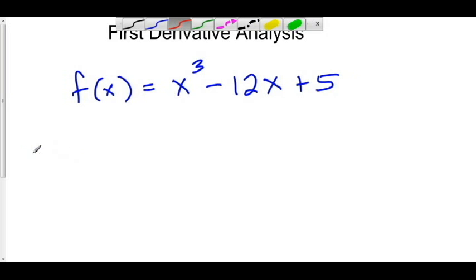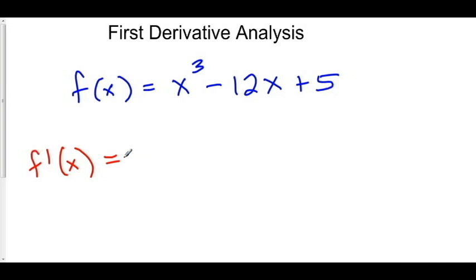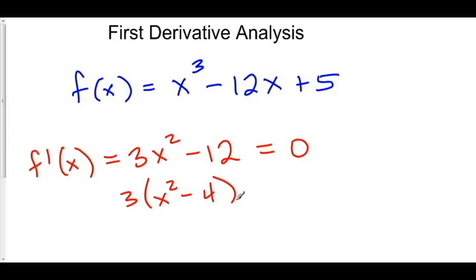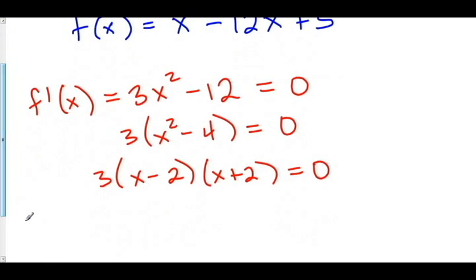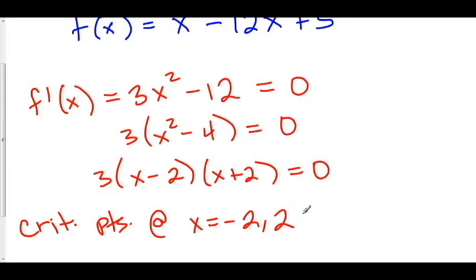Now, the critical points of f are where f prime is equal to 0 or undefined. So let's first find f prime. Here we have f prime is 3x squared minus 12. This always exists, so let's set it equal to 0. We can factor out a 3. We get x squared minus 4. And of course we can factor that using a difference of squares. That's x minus 2 times x plus 2, and this is all equal to 0. Therefore, we have critical points at x equals negative 2 and at x equals 2.